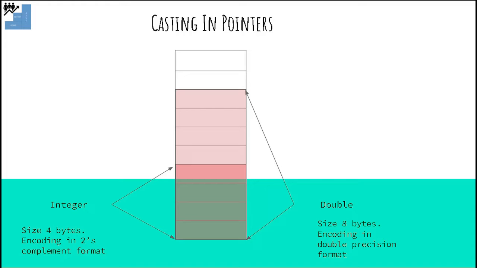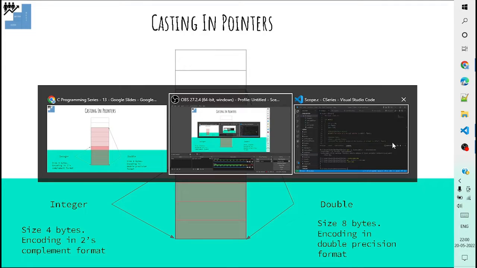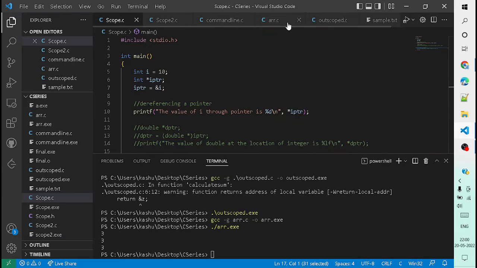Let's look at a basic program involving a pointer. As you can see, this is an integer i with value 10. I've created a pointer and assigned the address of this variable to the pointer. When I dereference the pointer, I'll get the same value as i.